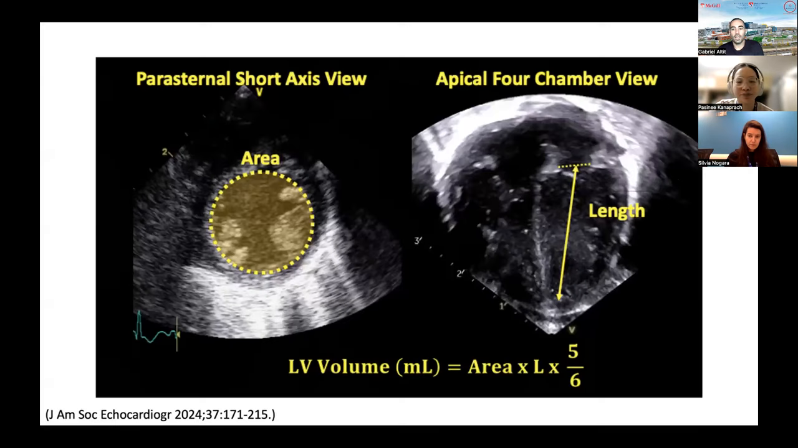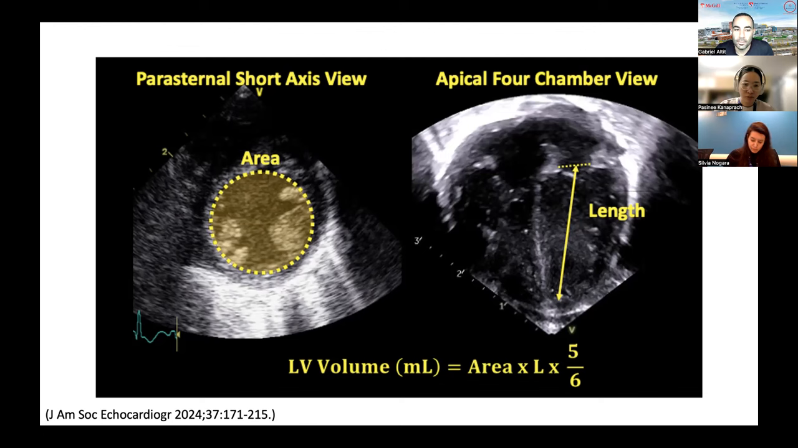Yes. Clear? Perfect. So this actually is one of the techniques that's been recommended by the guidelines, the area-length or the bullet shape method or the 5-6 method. And it's particularly good, we think, we don't know for sure, but we think that it's a bit more sensitive to septal flattening.